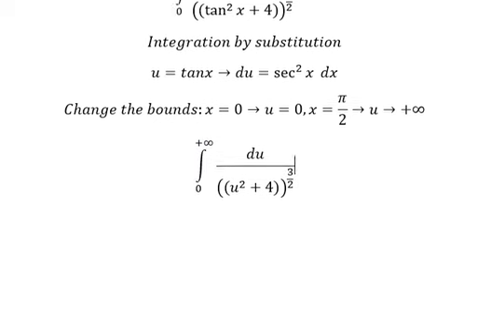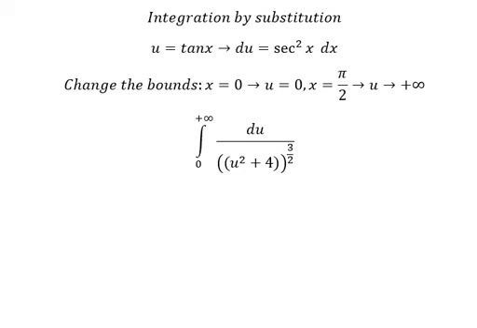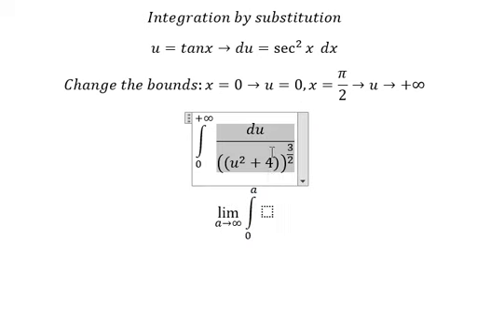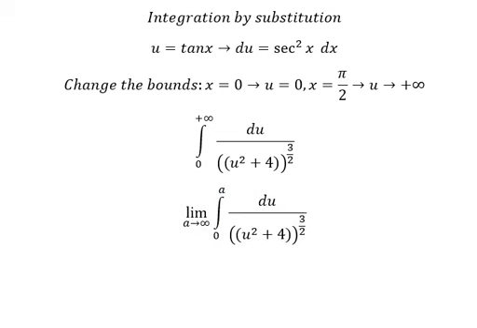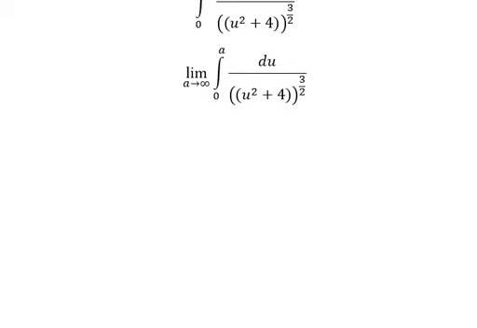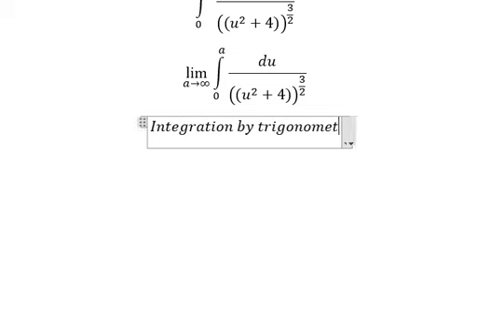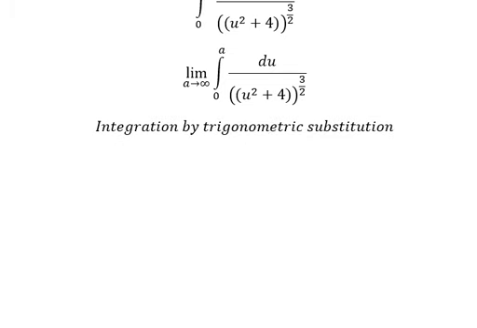Next, we can put in the limit, b approaching positive infinity. So we have the integration from 0 to b. Next, we can use integration by trigonometric substitution. So I will put u equals 2 tan t.